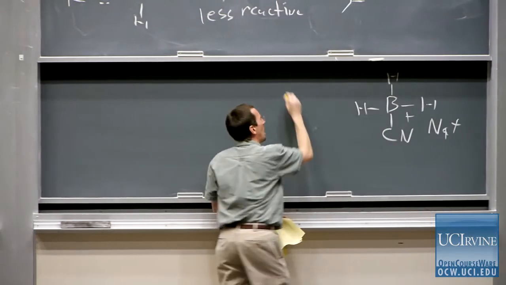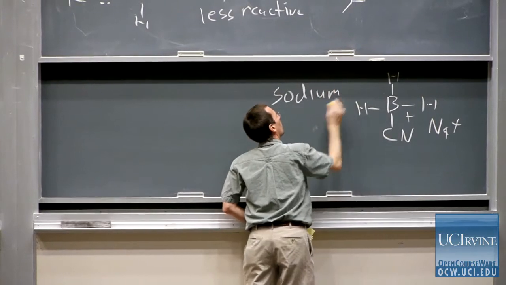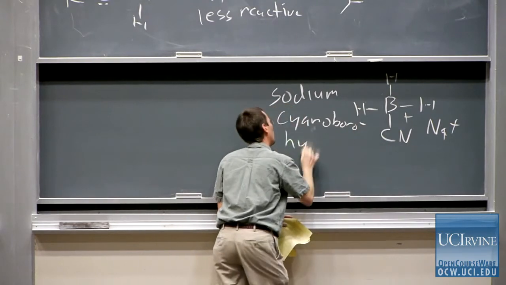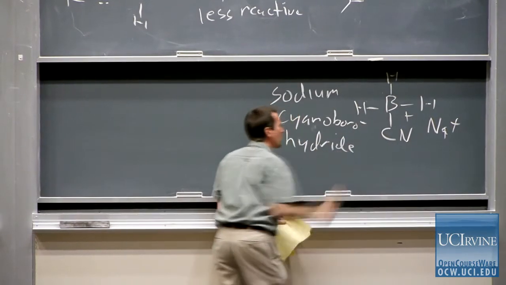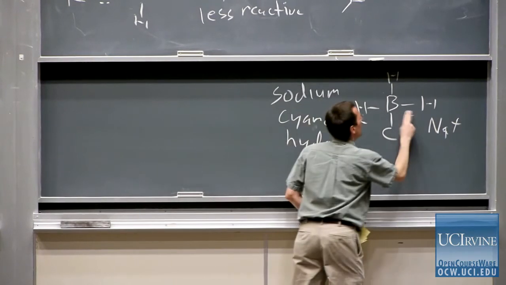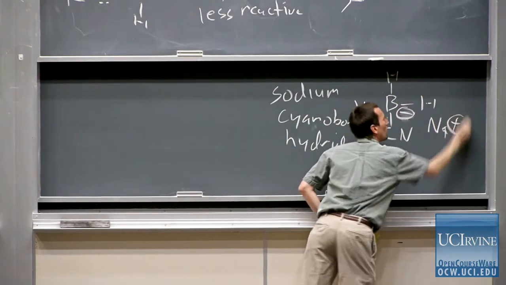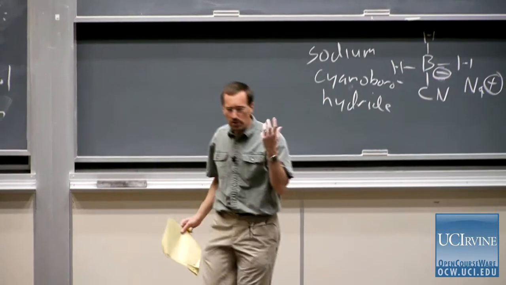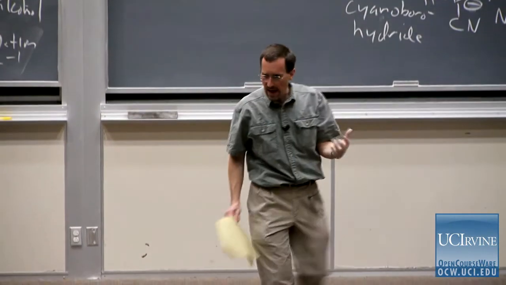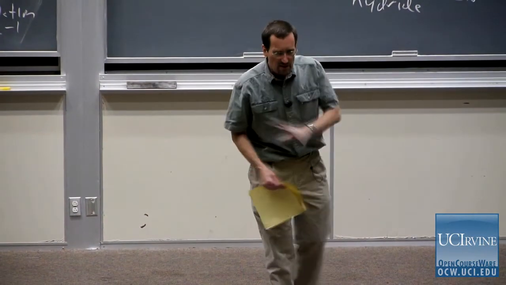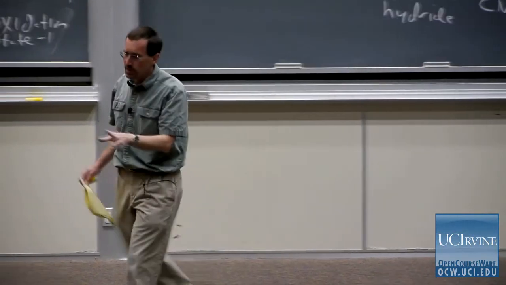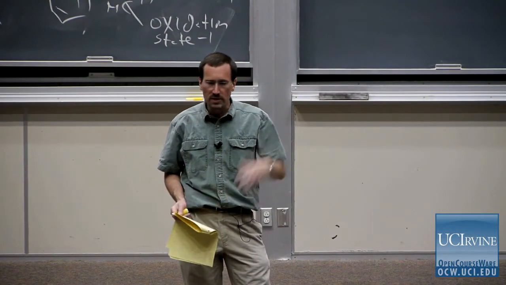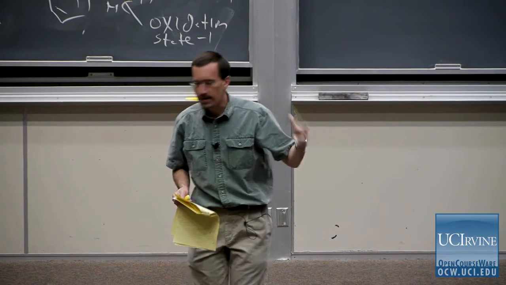I'll just show one other reagent: sodium cyanoborohydride. It's another hydride reagent that's less reactive. Cyano groups are electron withdrawing, and so sodium cyanoborohydride is less reactive than sodium borohydride. There's a big alphabet soup of different reagents out there, but you'll notice that the general theme in all of these reagents is that a metal is bonded to hydrogen.